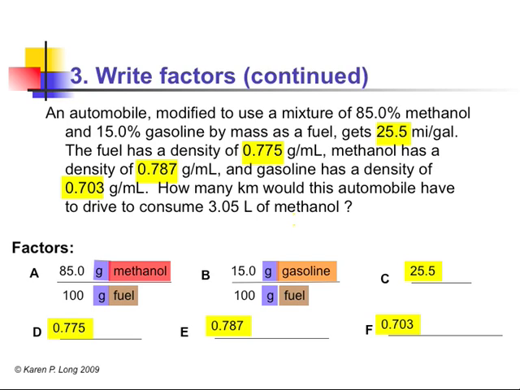Now we'll move on to the next numbers in the problem. 25.5, 0.775, and so forth. Those will be part of factors too. 25.5 units on the top, miles, units on the bottom, gallons. Number on the bottom is 1. If it doesn't say how many gallons, it would be 1.